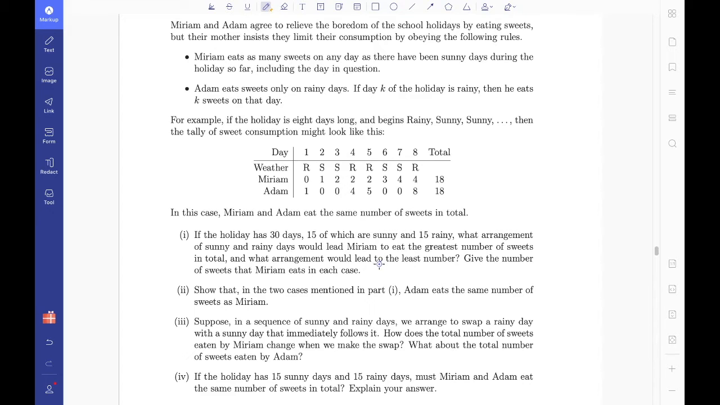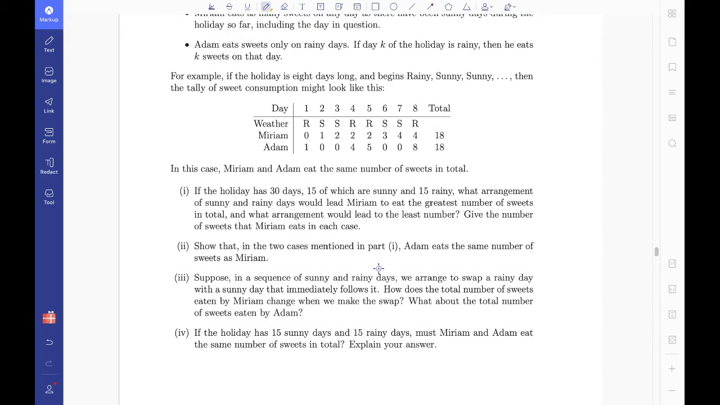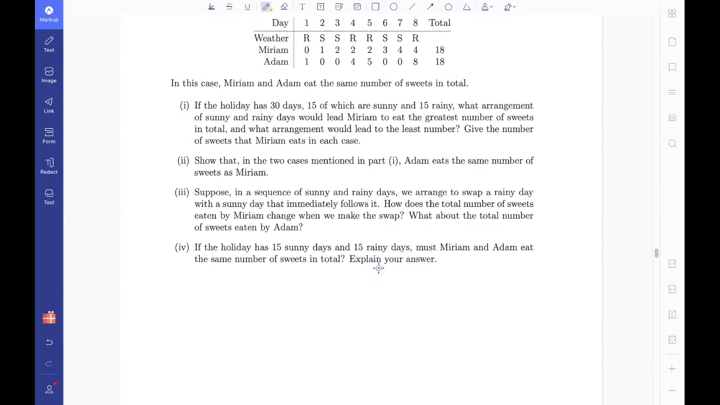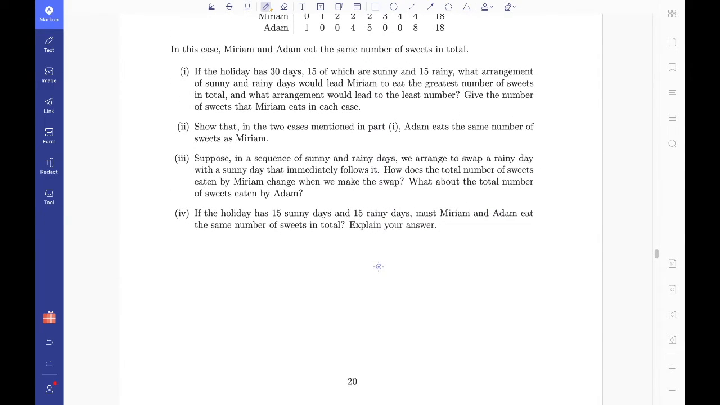So if the holiday is 30 days long, 15 of which are sunny and 15 are rainy, what arrangement of sunny and rainy days would lead Miriam to eat the greatest number of sweets in total, and what arrangement would lead to the least number? Give the number of sweets that Miriam eats in each case.